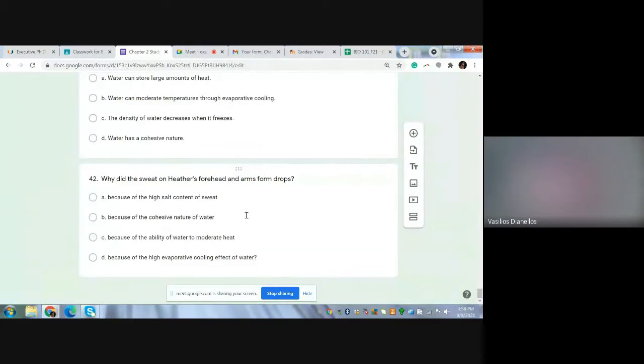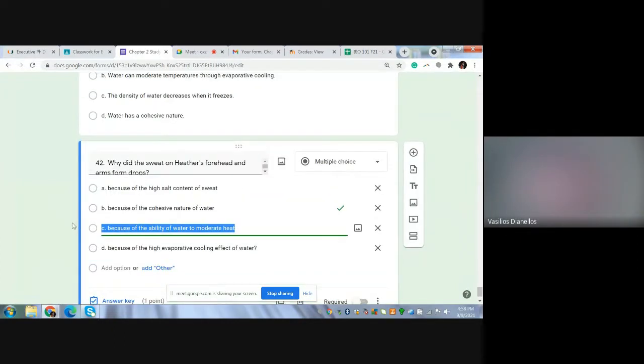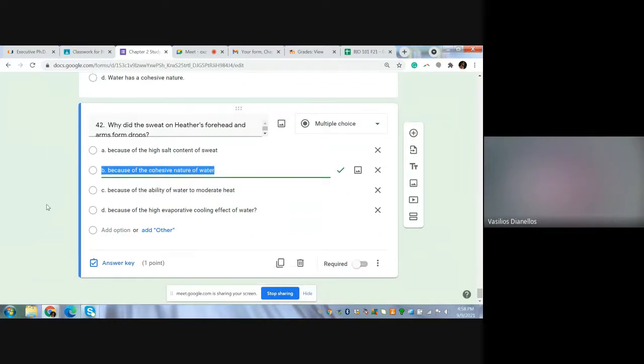Why did the sweat on her forearms form drops? The most common wrong answer I got for that was because of the ability of water to moderate heat. That would be the correct answer if the question was, why did she sweat, right? You sweat to moderate heat, but that's not the question. The question is, why did the sweat form drops? Why did the sweat come together to form drops? And that is because of the cohesive nature of water. So any questions about those two questions?